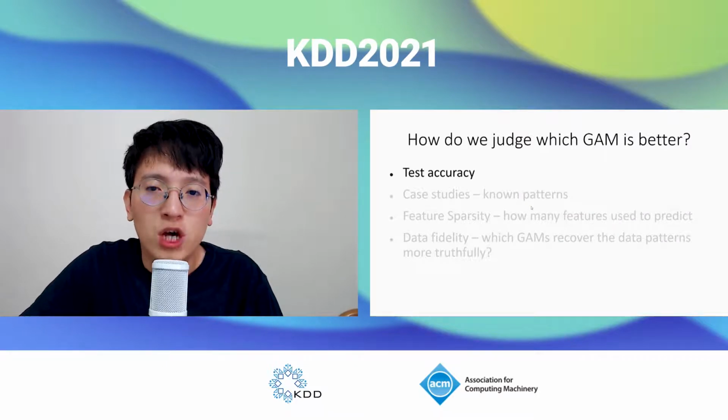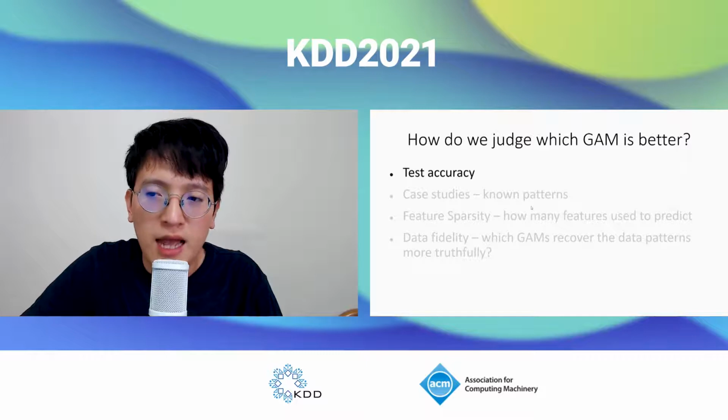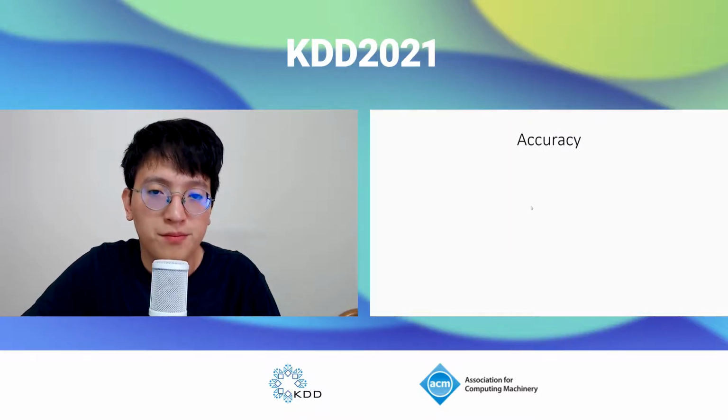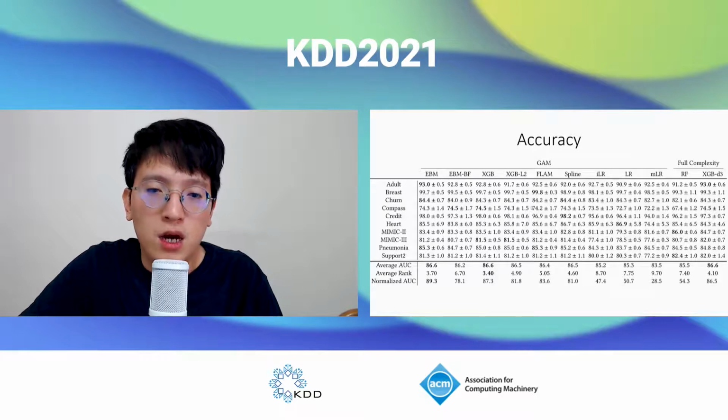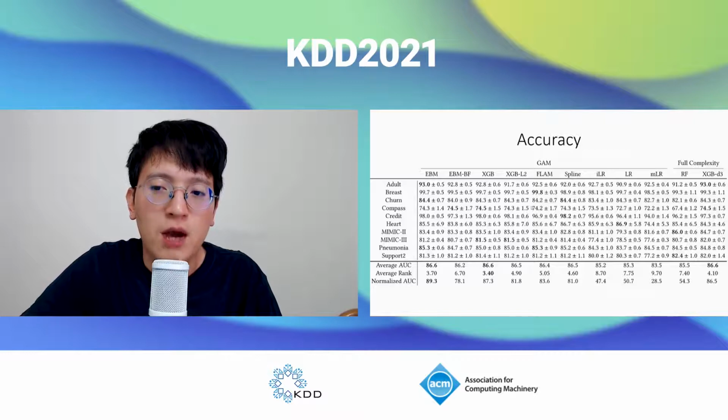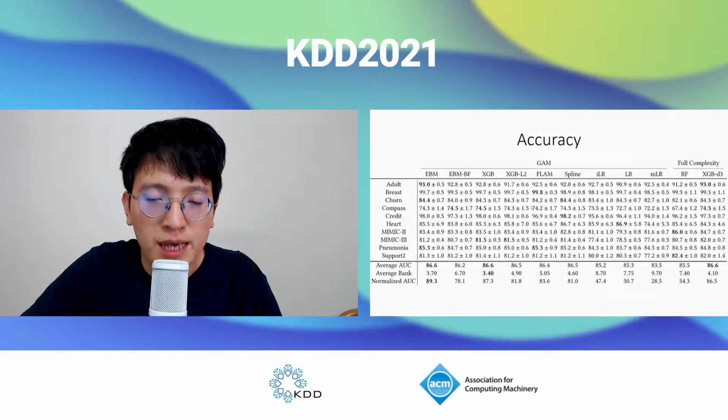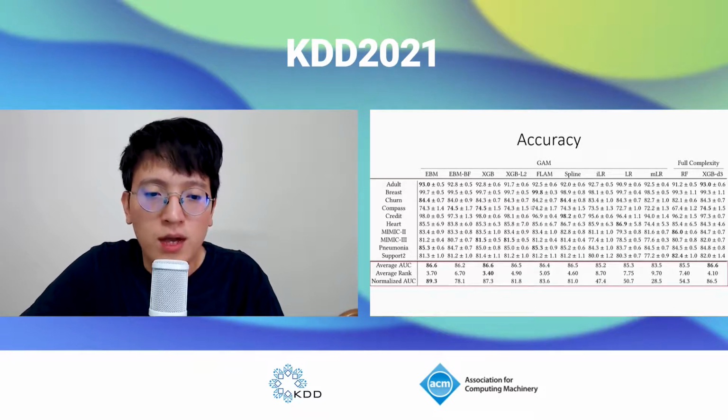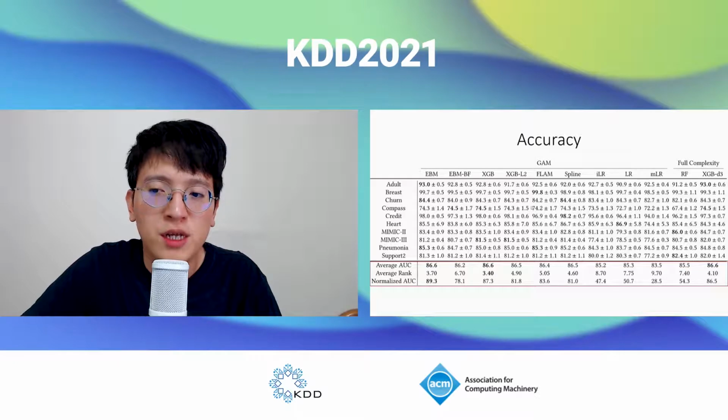So how do we judge which GAM is better? We start with test accuracy, since it is widely adopted in model selection. Here we show 10 different binary classification datasets, and we show the accuracy of all the GAM models that we experiment with and the full complexity models. Here I want you to focus on the summary statistics: the average AUC, average ranks, and normalized AUC.